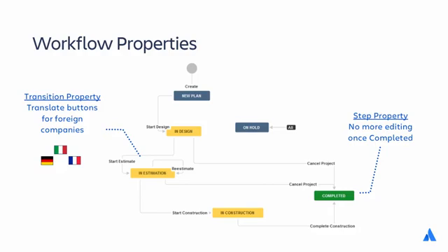Workflow properties can further customize and enrich your workflow. You can use step properties to restrict certain actions. For example, so that no more editing is allowed once the house building task is completed. You can use transition properties to do things like translate buttons, so foreign companies can estimate a house building project.